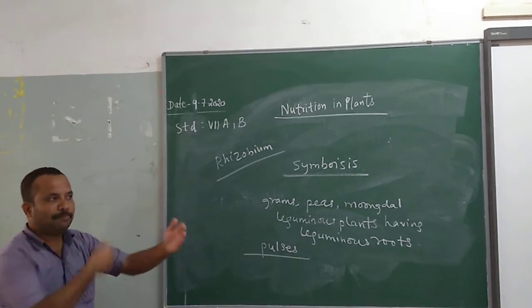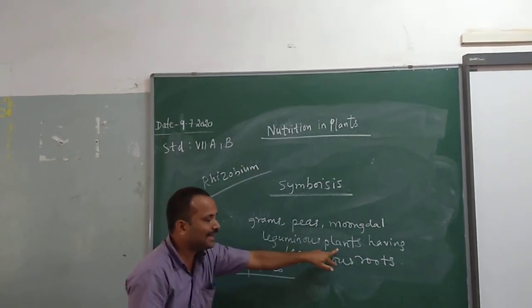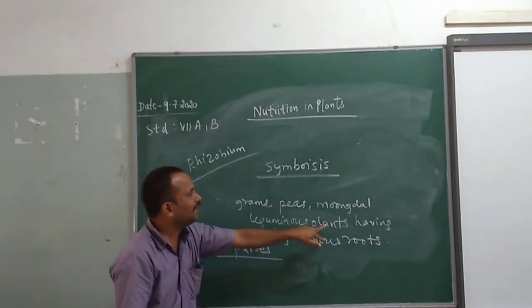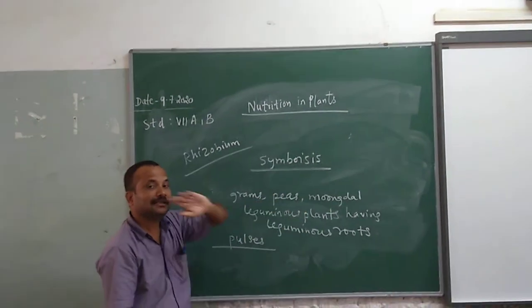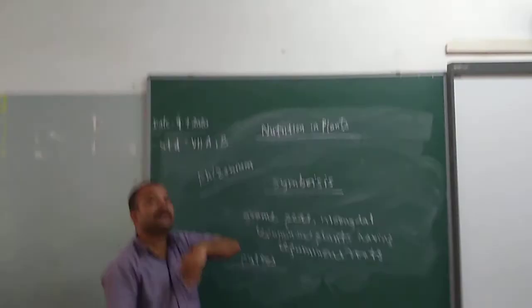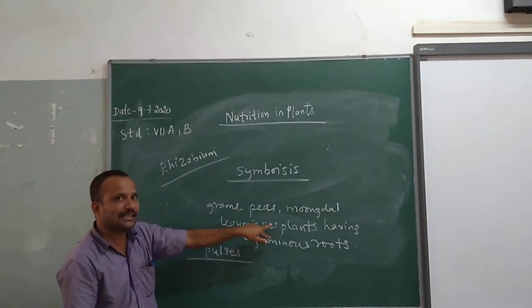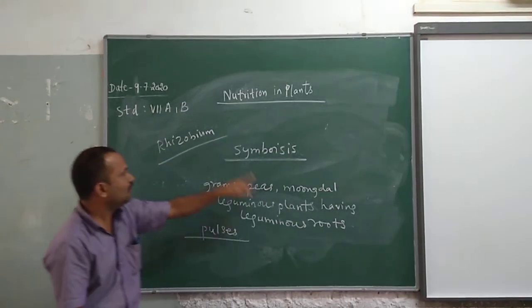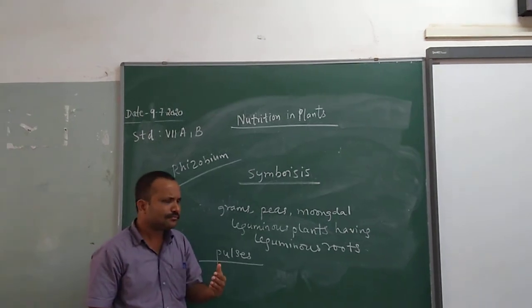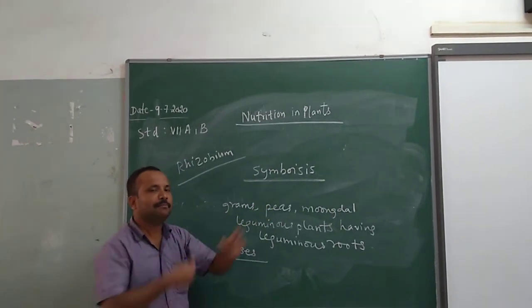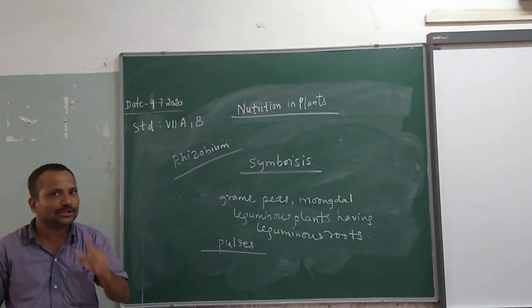This type of helping each other. Rhizobium will help the leguminous plants, yes or no? By giving usable nitrogen, because it is converting atmospheric nitrogen into usable nitrogen. And the plant will give shelter and nutrients for rhizobium, helping each other. This type of nutrition is called symbiosis, helping each other.